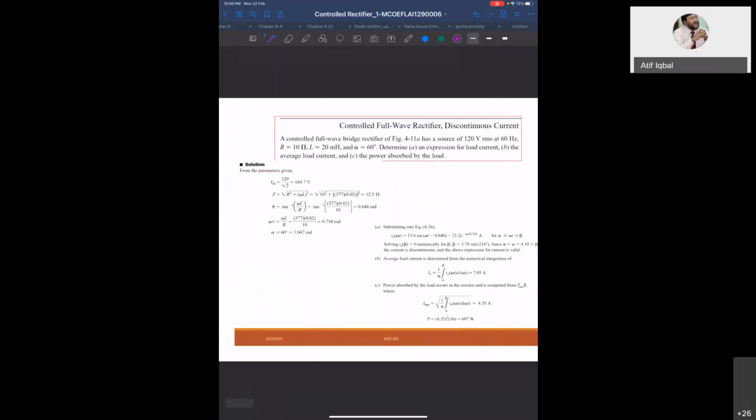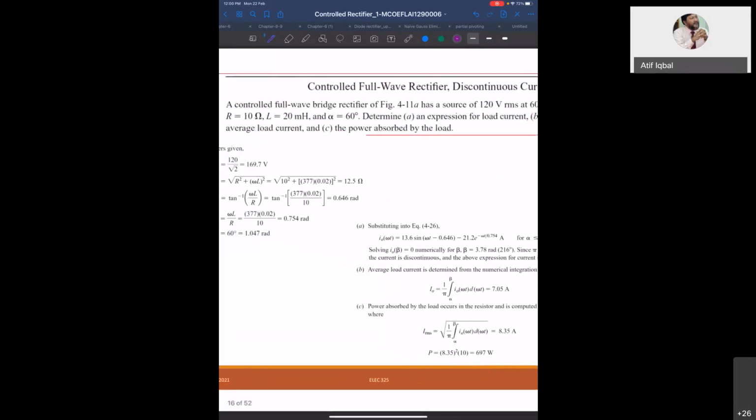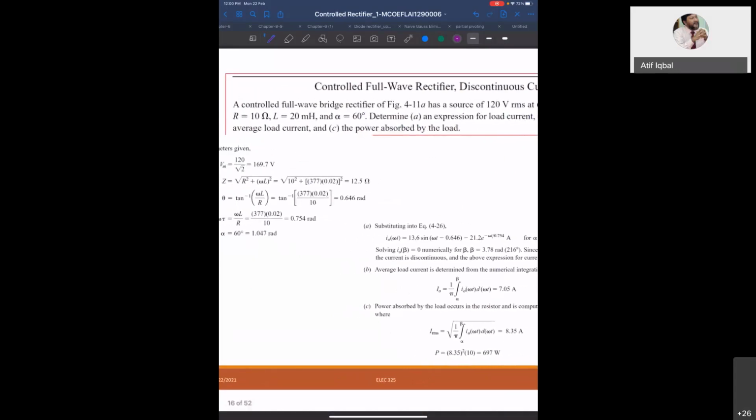So now a controlled full wave bridge rectifier has a source of 120 volt with R equal to this, L equal to this, and alpha equal to this. Determine the expression for the load current, the average load current, and the power absorbed.